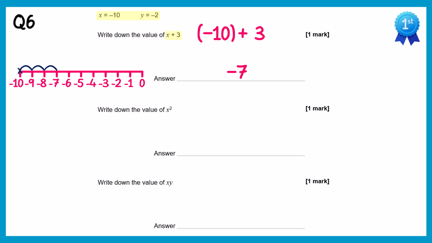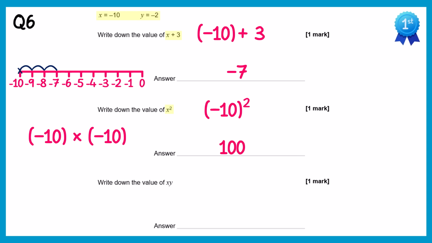In the next part, we need to find the value of x squared. So if we take x squared, but change this x for -10, we need to do -10 squared, which means multiply -10 by itself. When you multiply 2 negative numbers together, the result will always be positive. So we can think of this as being the same as just 10 times 10, which is 100.